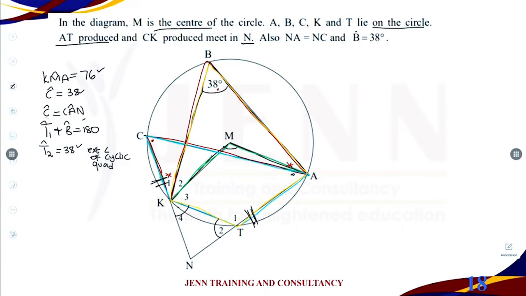So now you can write it down. We said angle C is equal to angle CAN. They are both equal to 38 degrees. The reason for that, remember, is that these are angles opposite equal sides. Therefore, the size of angle K4 is equal to 38 degrees.